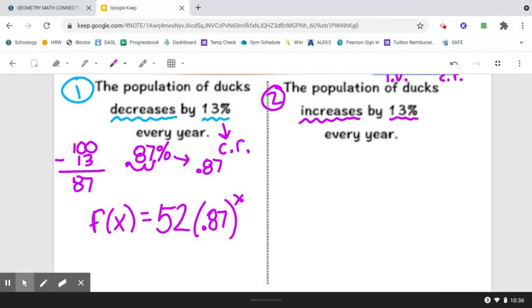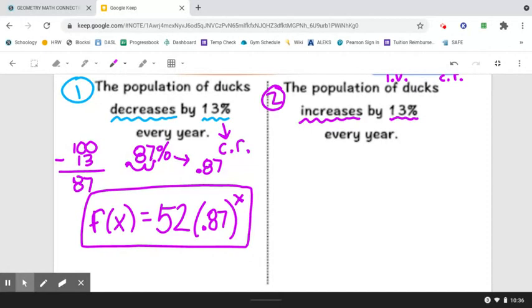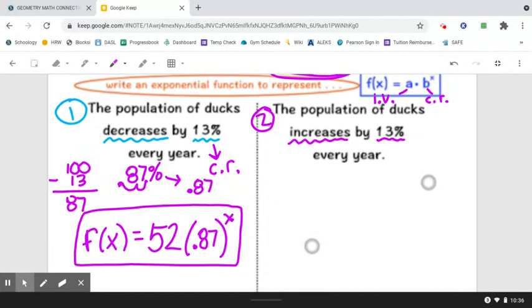We need to turn it into a ratio. 87%, that's a percentage. We can't just put in 87% right there. We have to change it into that decimal, and we'll get our answer. So f of x equals 52 times 0.87 to the x power.